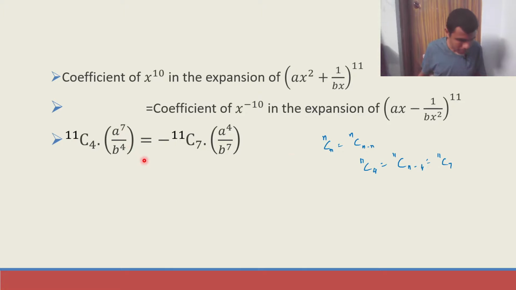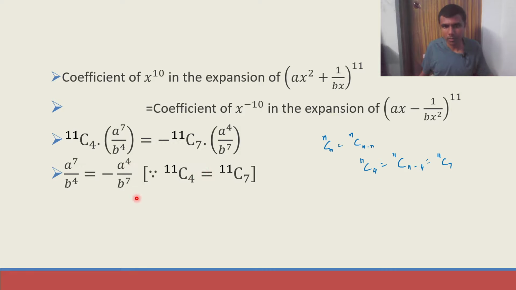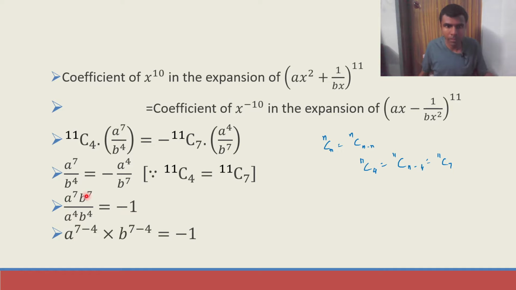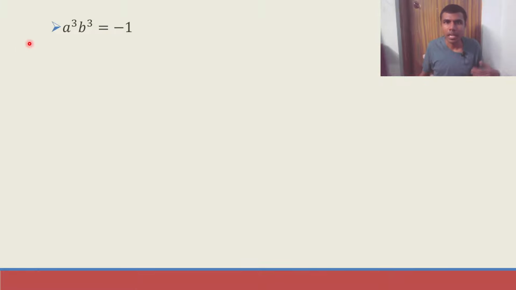Now a power 7 by b power 4 is nothing but minus a power 4 by b power 7. Fine. Now just bring everything to the LHS. So a power 7 into b power 7 by a power 4 into b power 4 equal to minus 1 will remain. a power 7 by a power 4 is nothing but a power 7 minus 4, and this one also b power 7 minus 4. So a power 3 into b power 3, that means a cube b cube is equal to minus 1. a power m into b power m can be written as ab whole power m. So a cube into b cube is nothing but ab whole cube, equal to minus 1.